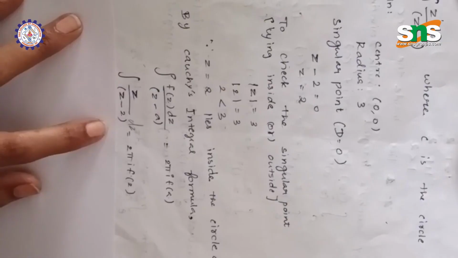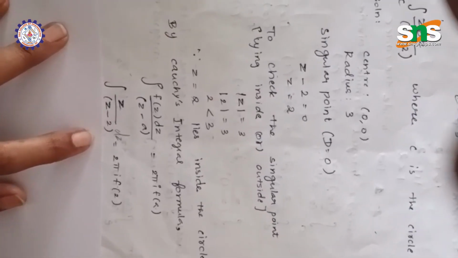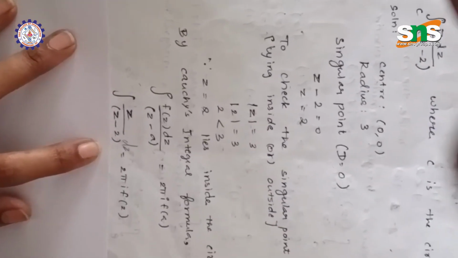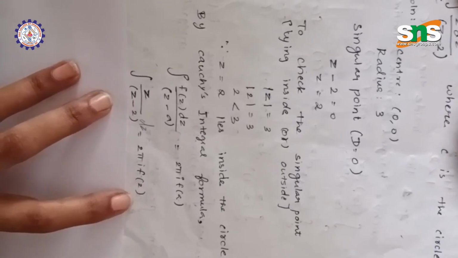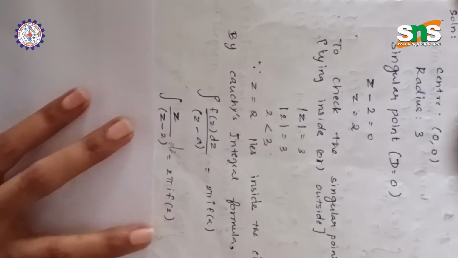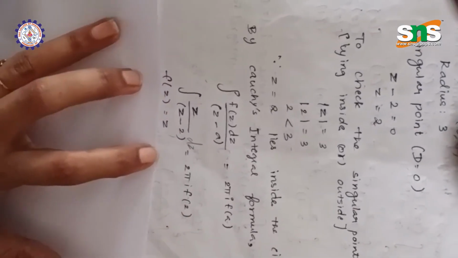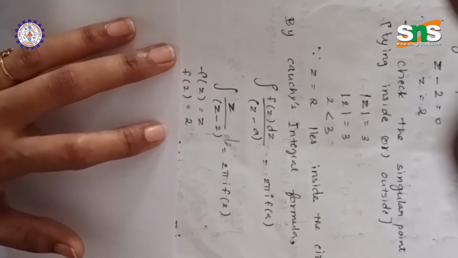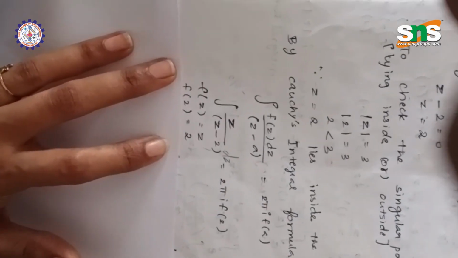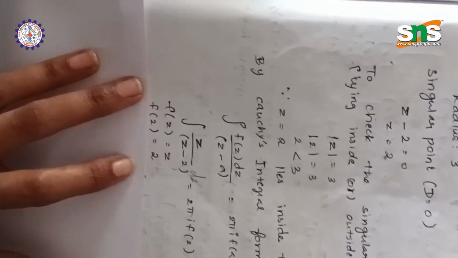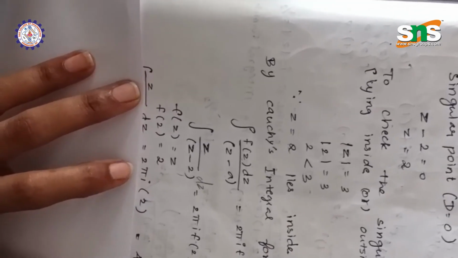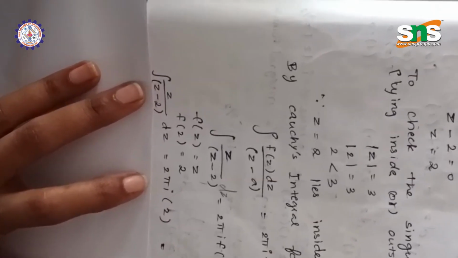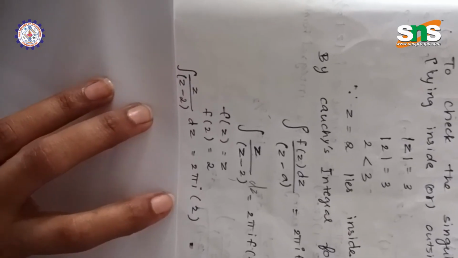So we get integral over C f of z divided by z minus 2 dz is equal to 2 pi i into f of 2. Here we need to find the value of f of 2. We know that f of z is nothing but z, the numerator. So f of z is equal to z, then f of 2 is equal to 2. So instead of f of 2, substitute 2. We get integral over C z divided by z minus 2 dz is equal to 2 pi i into 2. So we get 4 pi i.